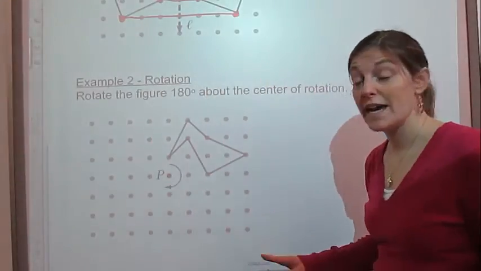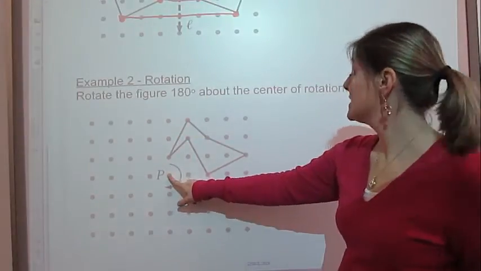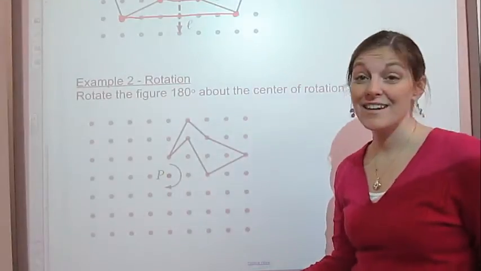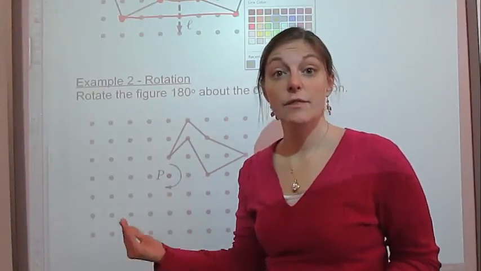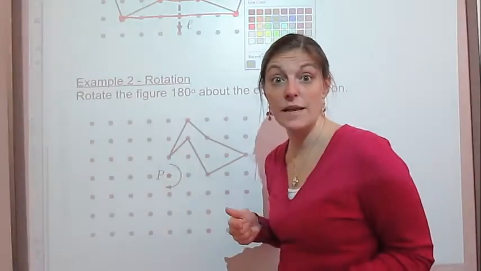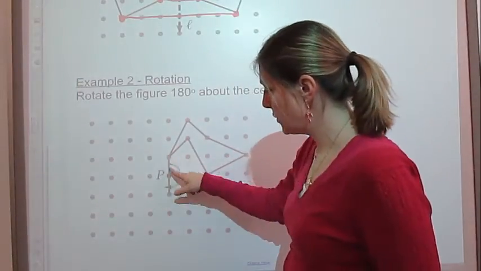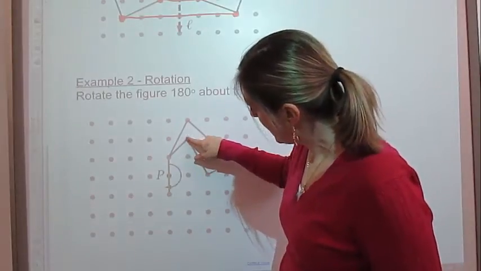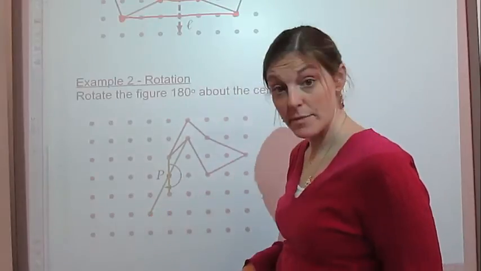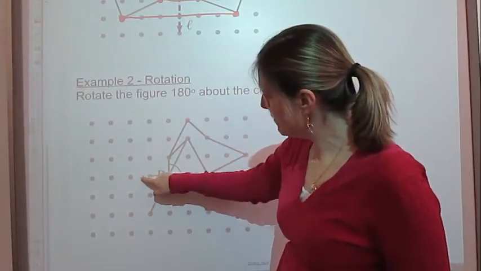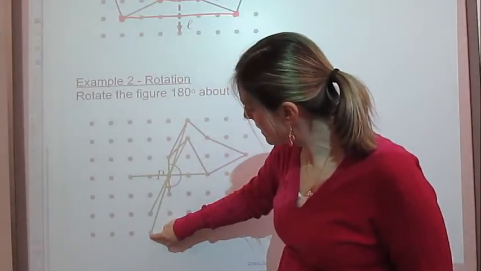Now let's take a look at a rotation. We want to rotate 180 degrees about this center of rotation. So 180 degrees gives us a straight line. What we're going to do is draw a straight line through the center of rotation, the same distance away from that center of rotation. So here, this point gets mapped onto that point. Now this point, we draw a straight line, gets mapped onto that point. This point will get mapped onto that point. This point gets mapped onto that point.